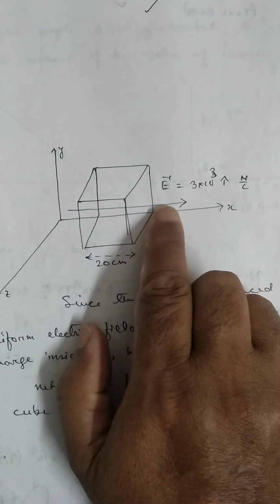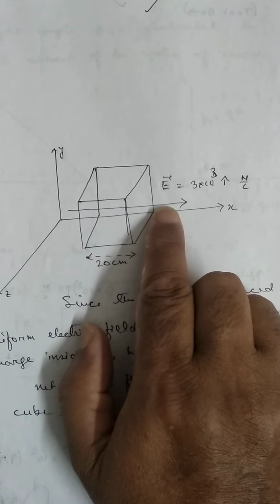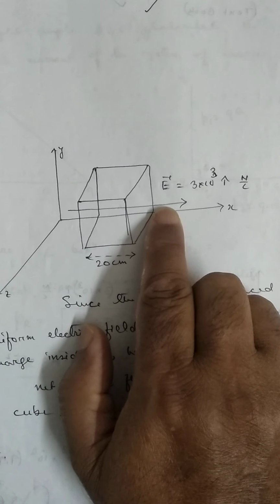We know that when the surface is a closed surface, in order to find out the total electric flux linked with a closed surface, we have to apply Gauss's law. When the surface is a closed surface, to calculate electric flux, we have to use Gauss's law.